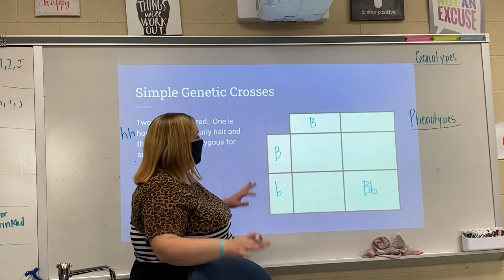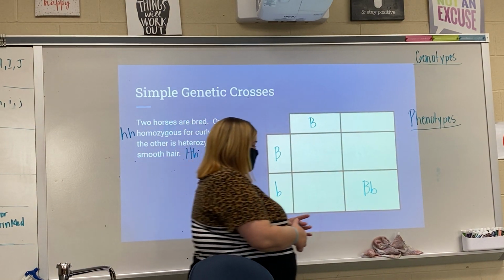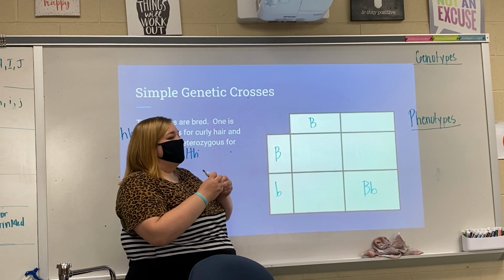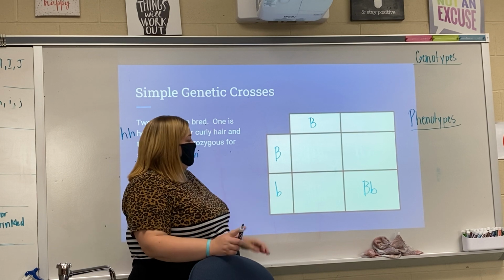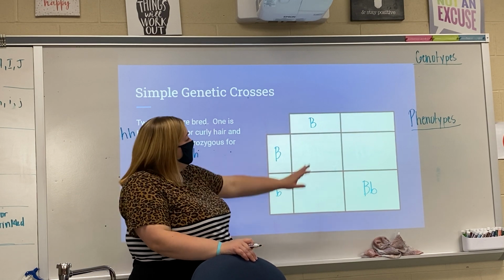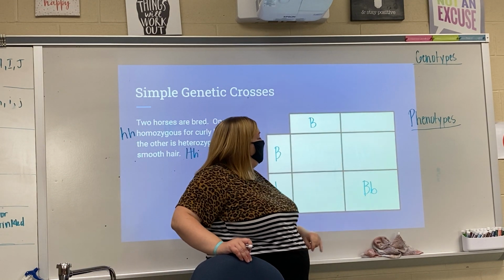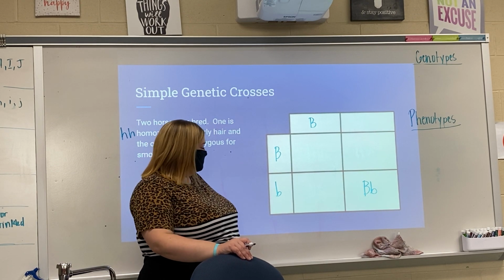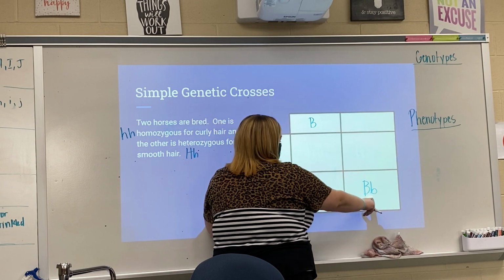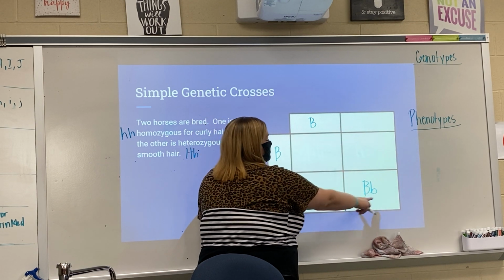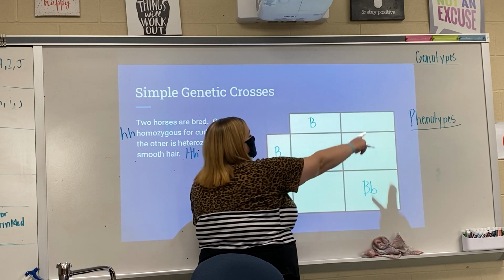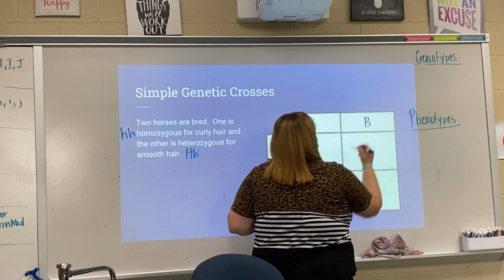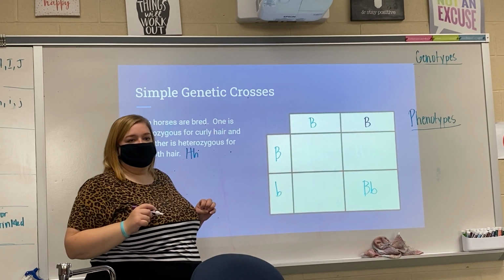They give us big B here, big B, little b, and then they give us this box. So that's what's given. So how do we fill this in? First, what do we have to figure out? What goes up on top, right? We've got to figure out what goes up here. So how do we do that? Look at the bottom. Okay, so I get my big B or my little b from here. Everybody see that? So this box has to be what? Big B. Can you fill out the rest? Do it.